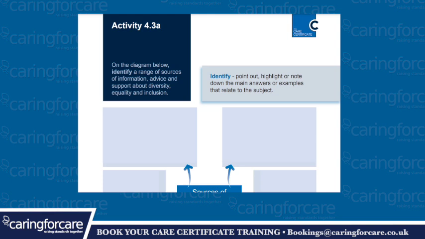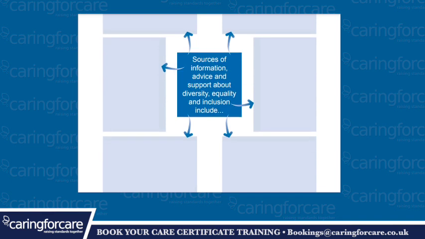Activity 4.3a. On the diagram below, identify a range of sources of information, advice, and support about diversity, equality, and inclusion. Identify, point out, highlight, or note down the main answers or examples that relate to the subject. Sources of information, advice, and support about diversity, equality, and inclusion include. If you look back at the previous video or the booklet of Standard 4, What You Need to Know, you'll be able to find some examples to help you answer this question.